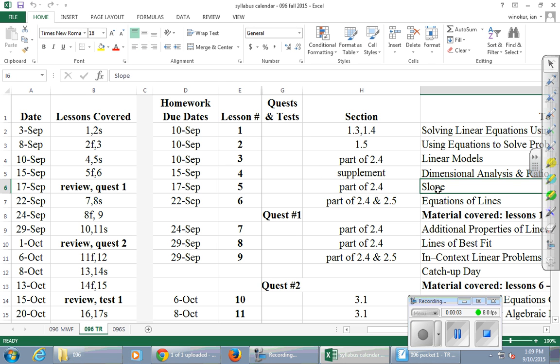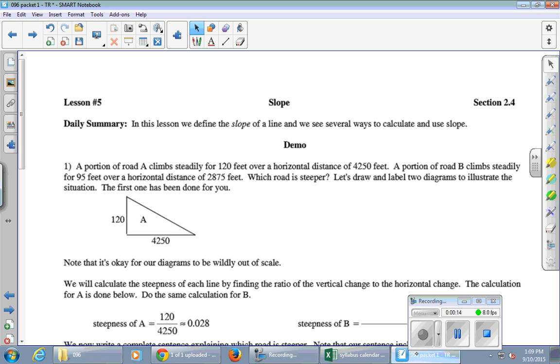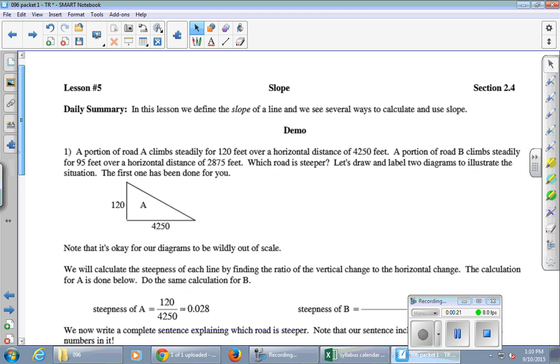Okay, so here we are. We are going to talk about slope. Raise your hand if you've seen the word slope before in a math class. It looks like everybody is paying attention to the question. Super. So slope. In this lesson, we define the slope of a line, and we see several ways to calculate and use slope. All right, here we go.